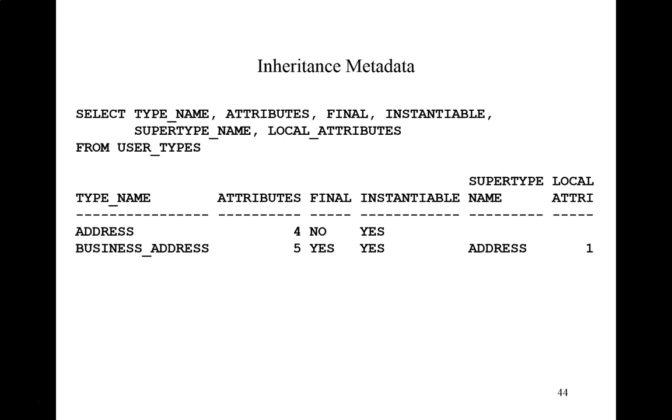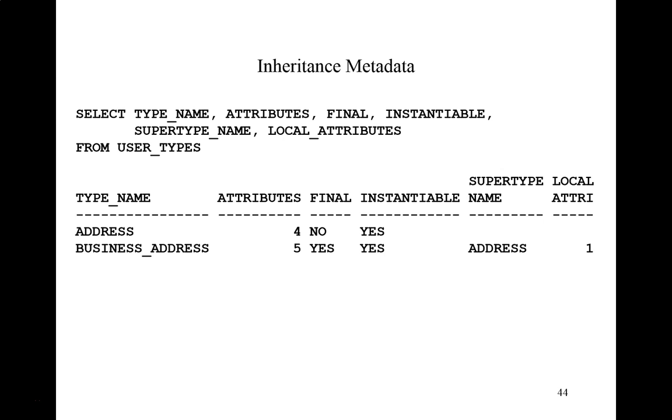Now, if we query user types, what we see is we'll get the name of the type, we can get the attributes, and notice address has 4, business address has 5. Address is not final, but business address is. And they are both instantiable. And that makes sense because we just created an object of each type in our object tables.